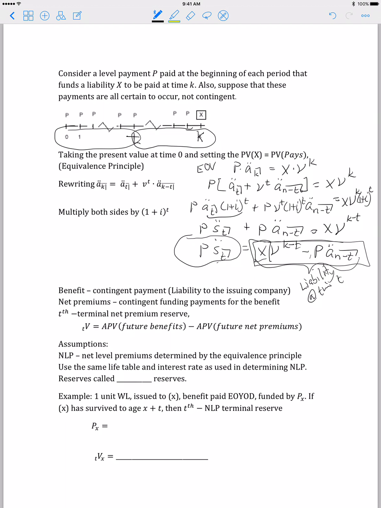Now we want to do the same thing, only we want to do this taking into account probabilities of these events occurring. In other words, they're contingent upon some event like death. So the benefit is the contingent payment. So that's going to be the liability to the issuing company. That's going to be the liability to the life insurance company. You have the benefit as a life insurance benefit. The net premiums are going to be the contingent funding payments for the benefit.